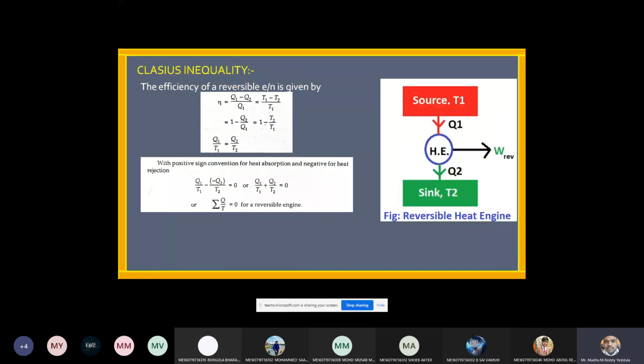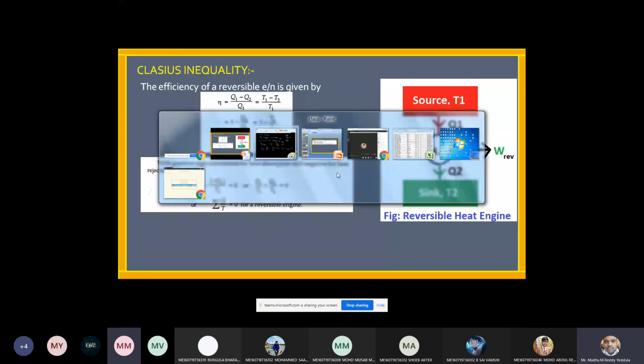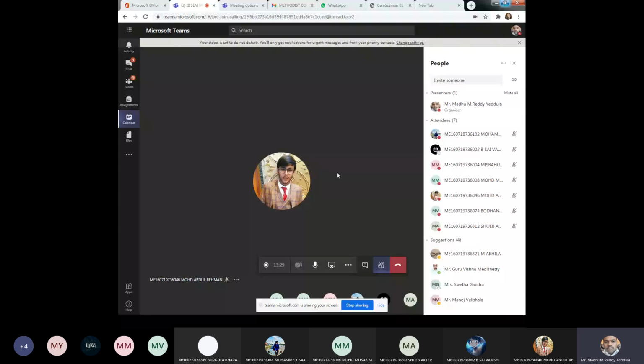Right. Next, we have Clausius inequality. How many students are there so far? 14. Okay, we will continue. No issue.